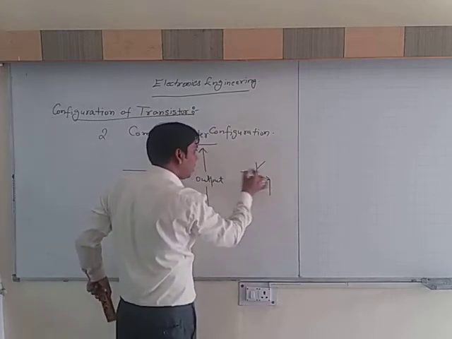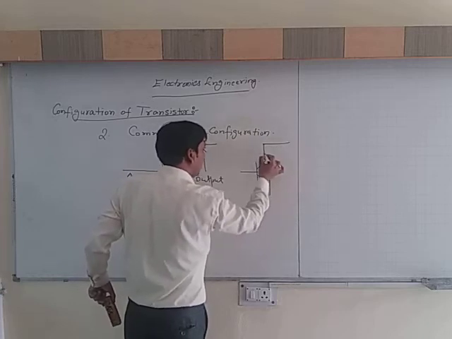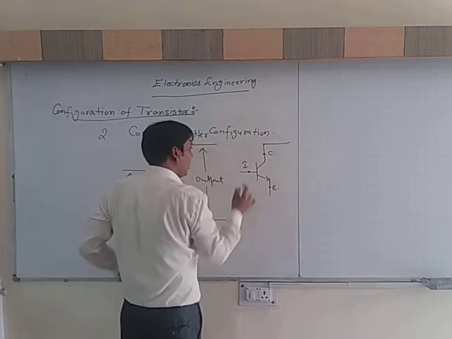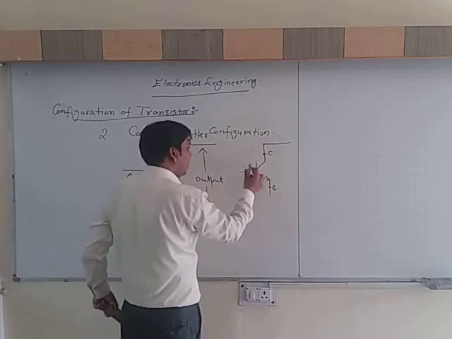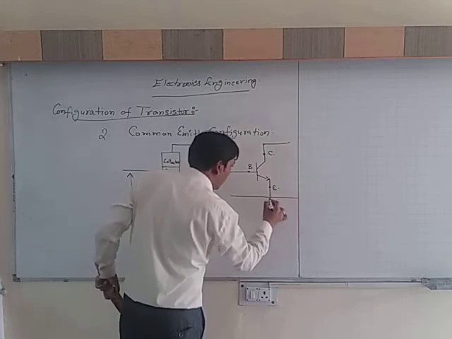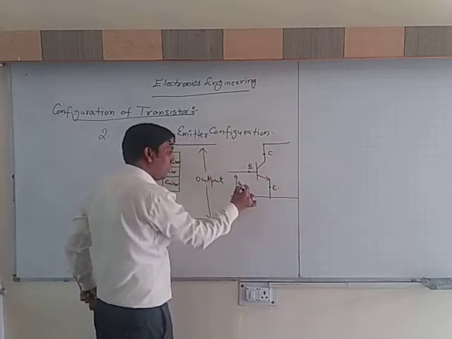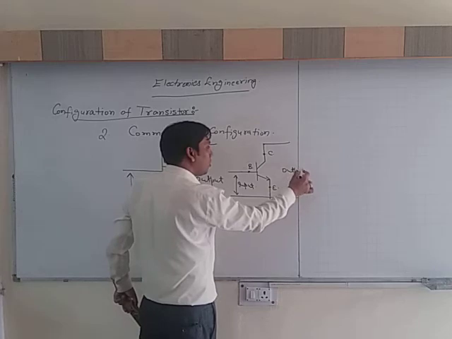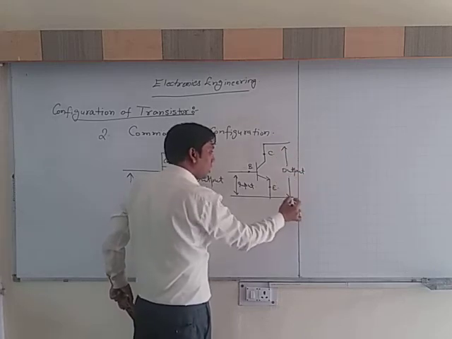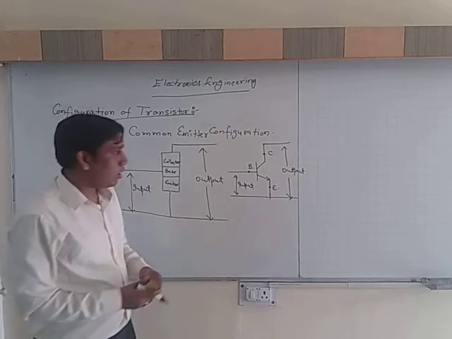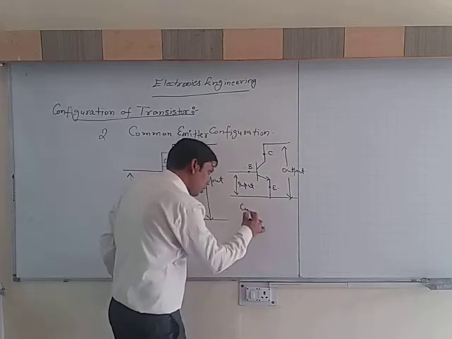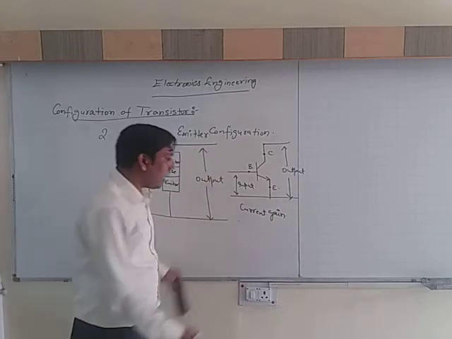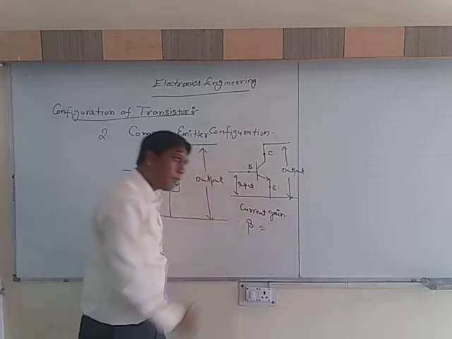This is the transistor. It is the collector terminal. This is the emitter terminal, and it is the base terminal. So the input is provided in between base and emitter, and output is in between collector and emitter. Here the current gain is denoted by parameter beta.